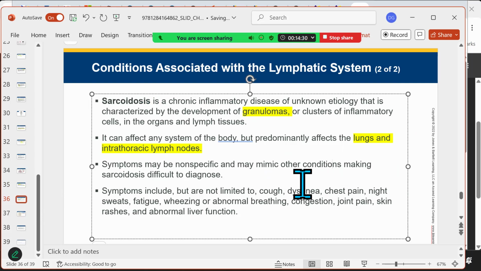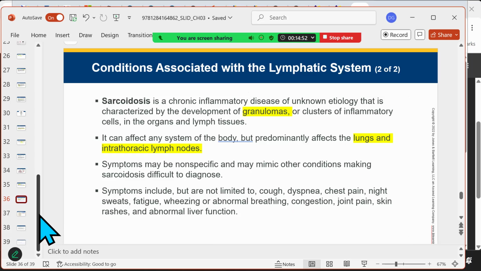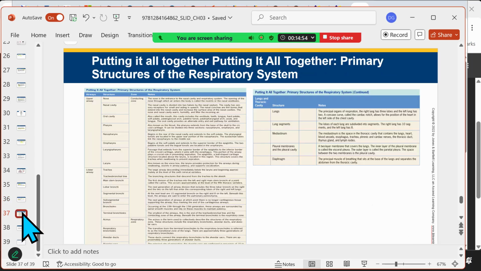Symptoms may be nonspecific, may mimic other conditions. It's tough to diagnose because look at the symptoms. They apply to so many other things: cough, dyspnea, chest pain, night sweats, fatigue, wheezing, abnormal breathing, congestion, joint pain, skin rashes, abnormal liver function. Wow, how many things apply to that? But the diagnosis is made usually by biopsy. All right, this is a great little graphic.